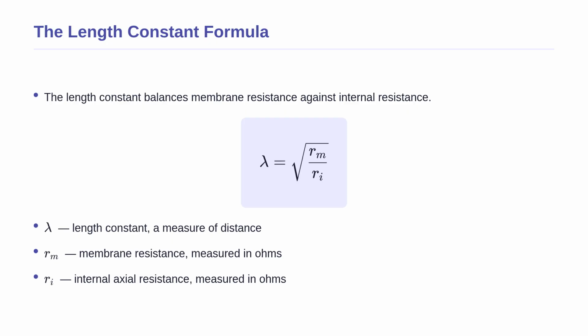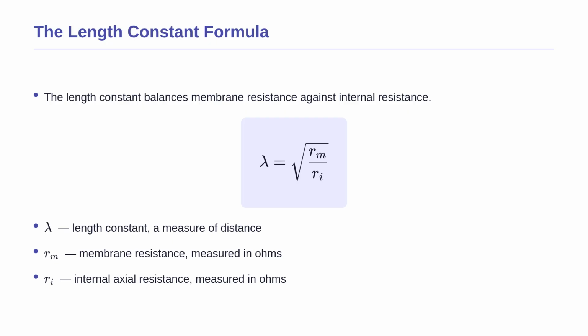The variable r subscript m represents the membrane resistance, which is how well the axon membrane prevents electrical current from leaking out. The variable r subscript i represents the internal axial resistance, which is how much the inside of the axon resists the forward flow of current.